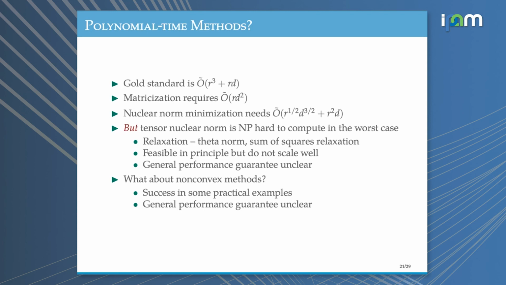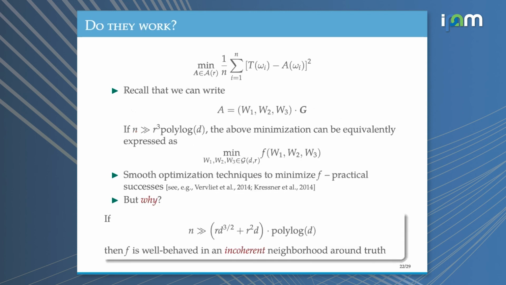And why do they do well in some situations? Well, to understand this, let's look at a specific one. This is probably the most straightforward non-convex approach. Again, I have the tensor T, and I observe it on Omega.